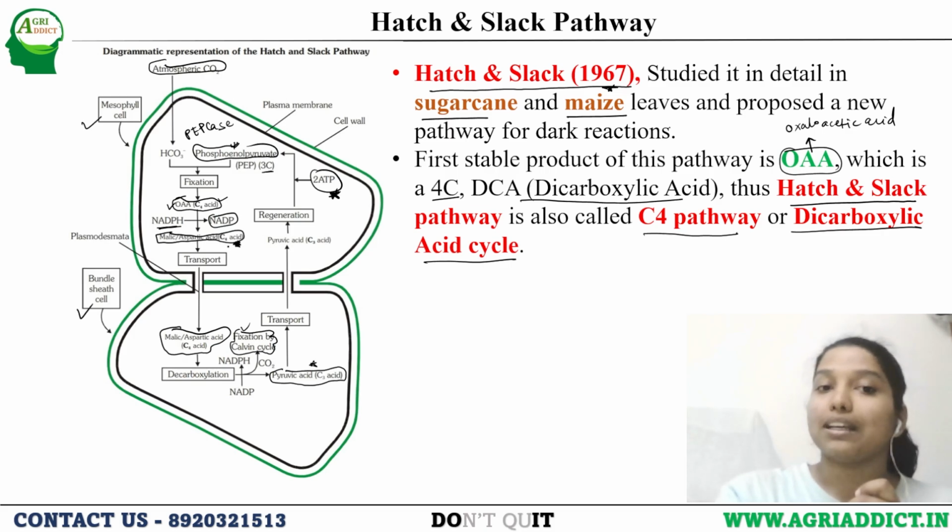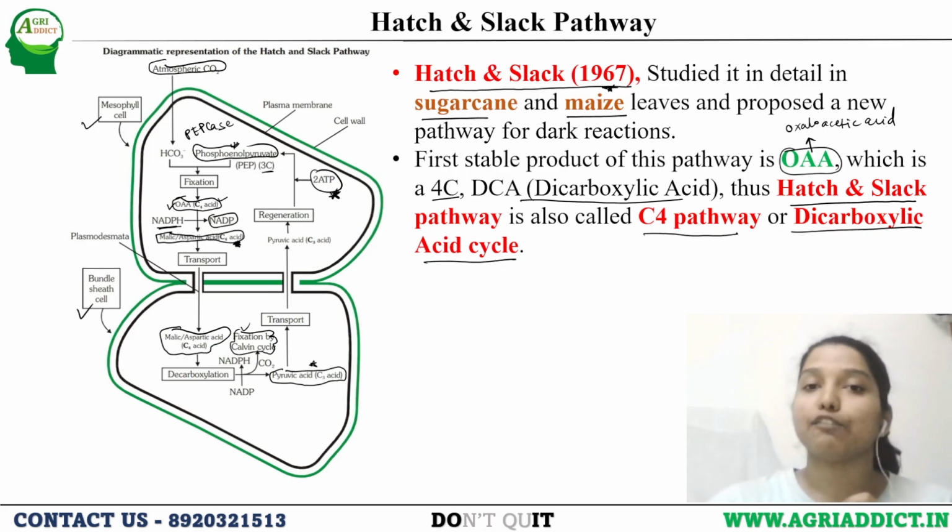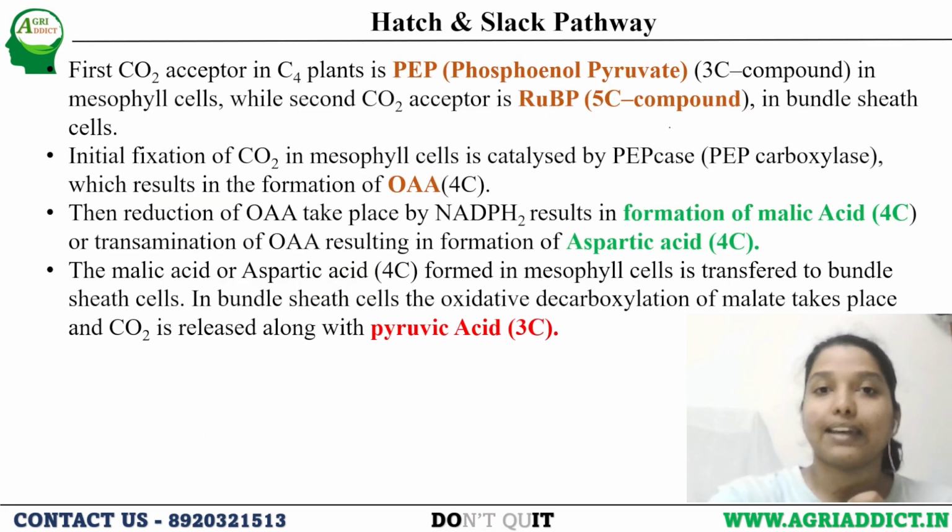This malic acid or aspartic acid is getting transported to the bundle sheath cells. Now decarboxylation is taking place. So NADP is getting used and producing NADPH2. Release of CO2 is taking place. This CO2 will go to the Calvin cycle. Okay, and now the pyruvic acid formed, which is a 3 carbon compound, will get transported to the mesophyll cell for the regeneration of phosphoenol pyruvate, and this regeneration requires 2 ATP. So this is the basic C4 cycle. Okay, let's move to the next slide.